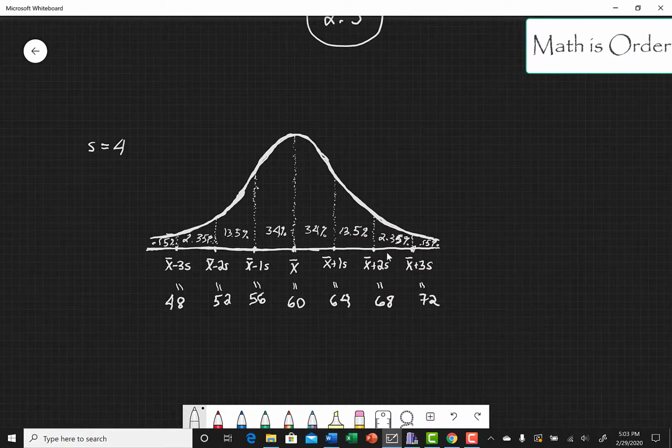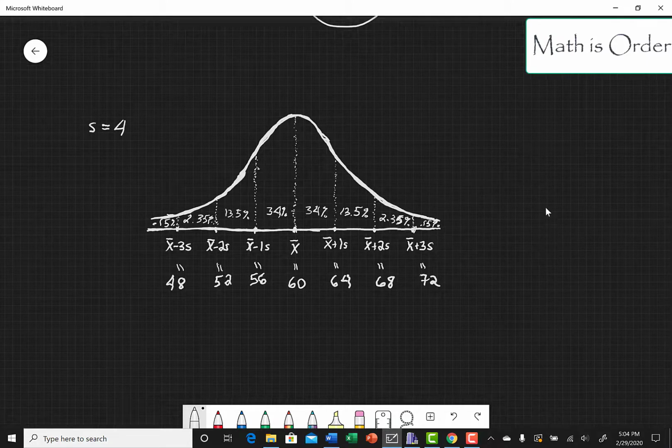All right, so you can see how we applied the empirical rule to answer these questions. It was very important to break up all of these percentages and find these quantities. All right, let's look at one more example.